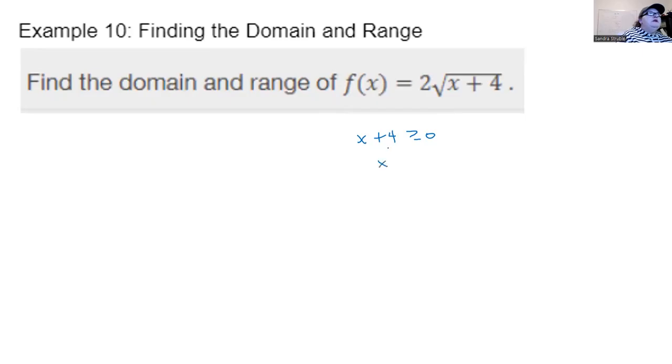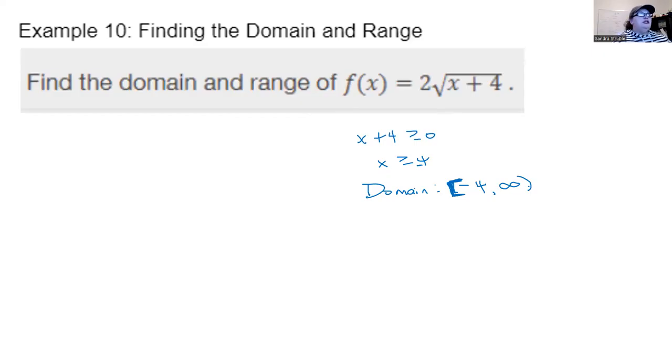I'm subtracting 4 from both sides, and I get -4. So that tells me my domain is, x is greater than or equal to -4. So it's got to have a bracket on -4, and then greater than -4. Remember, infinity always gets parentheses. Okay, so there's my domain.